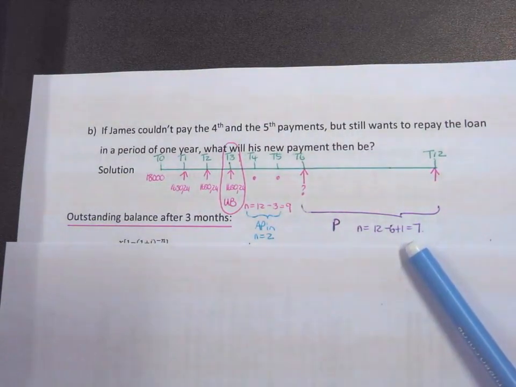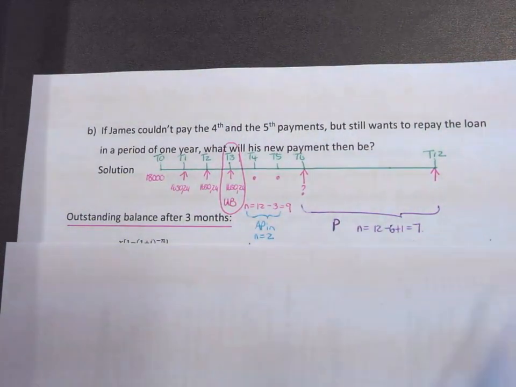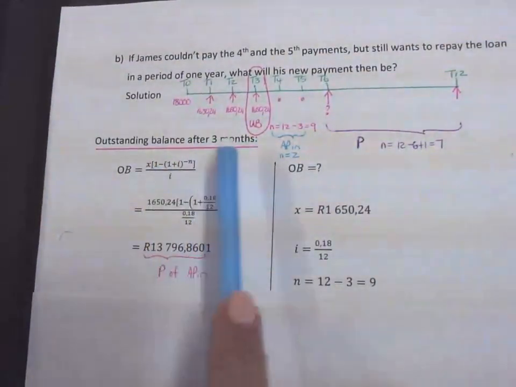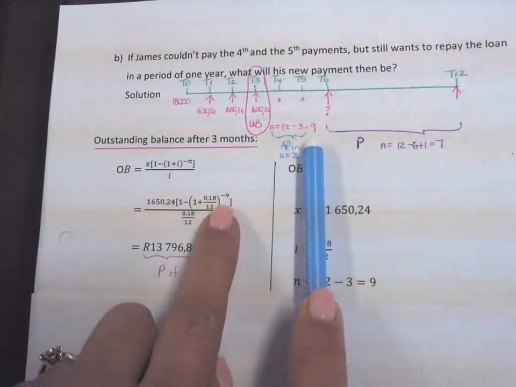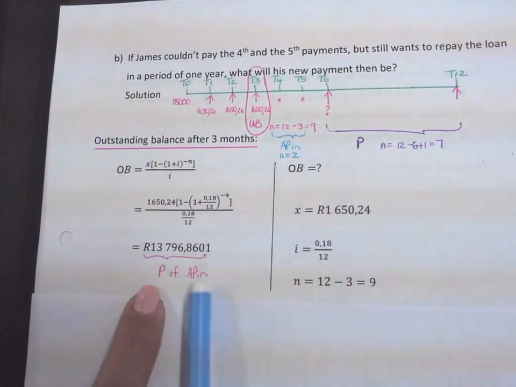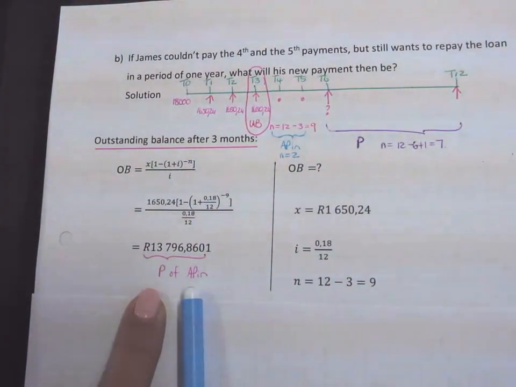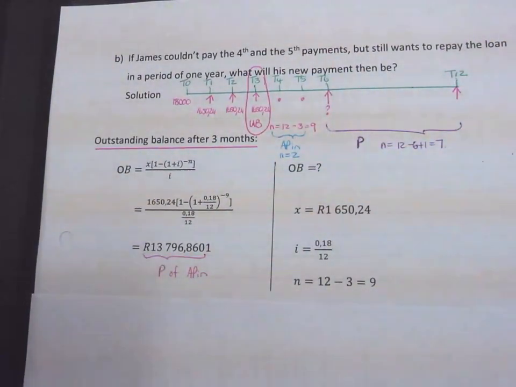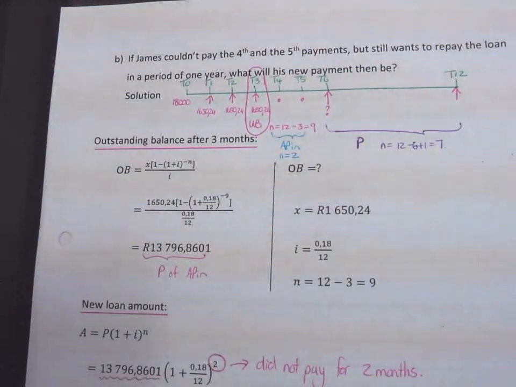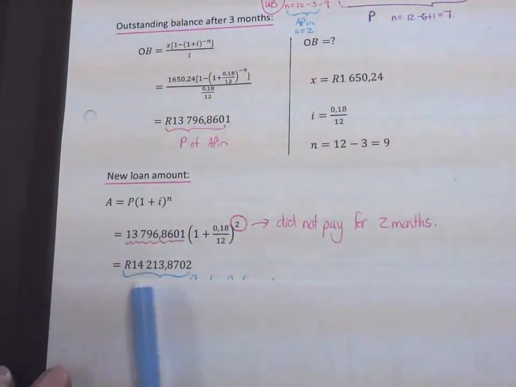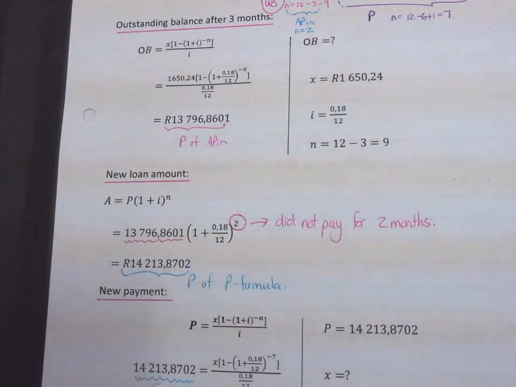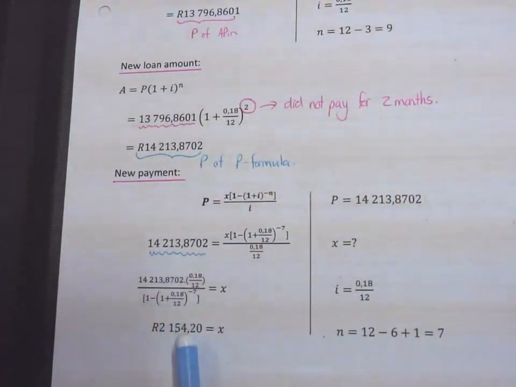Right, are you with me? Yes? No? Right. So, the outstanding balance after 3 months, the N will be negative 9, and you get your P for APIN. Then you use this P in APIN, and you get your A. But this becomes the P in the next formula. So it becomes the P in the P formula. And then you get your final answer.